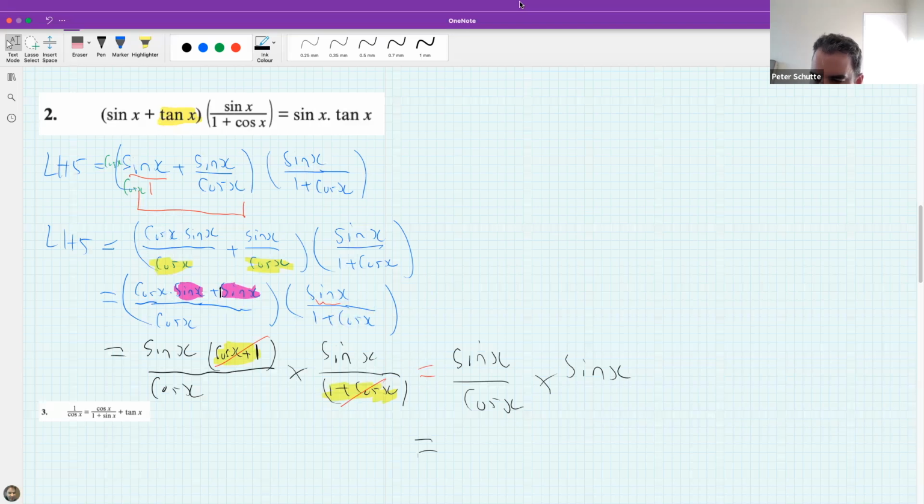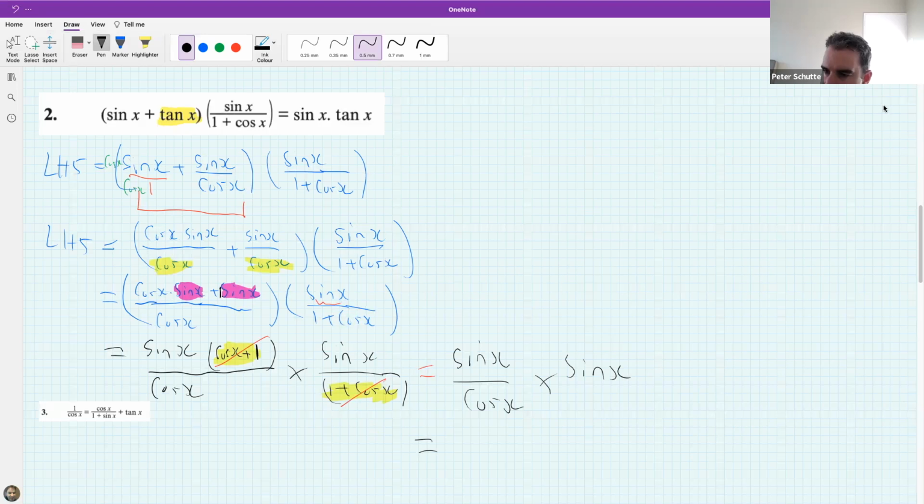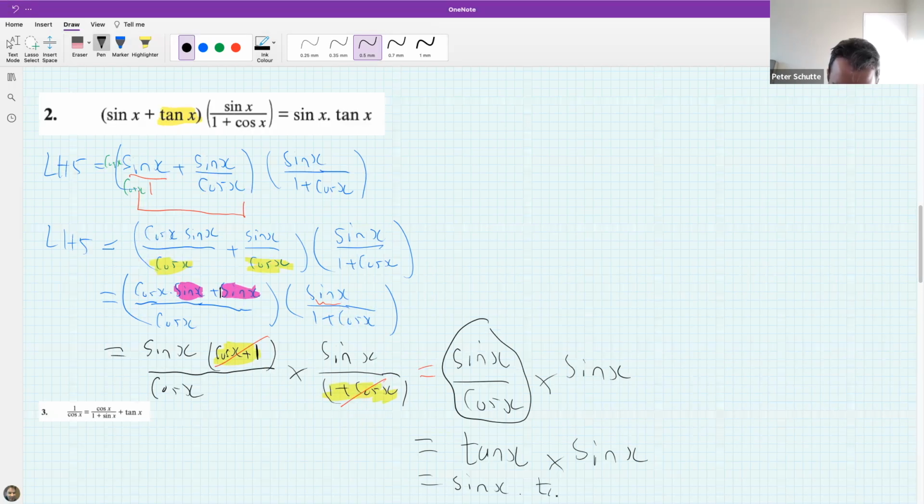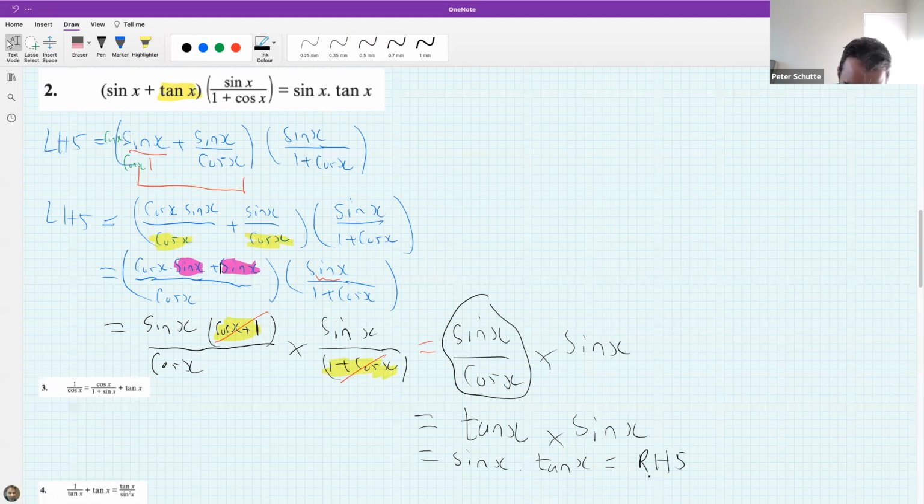So Bonolo has said, change the identity back to tan. And Oyisa, I think you probably are saying the same thing. So we've recognized that this is tan x and this is sin x. And we can then write that as sin x times tan x, which is then equal to the right-hand side. And then we have got all the marks in the bag.